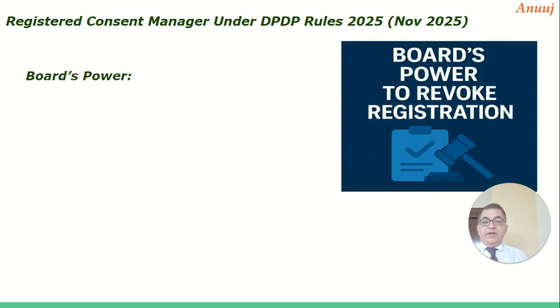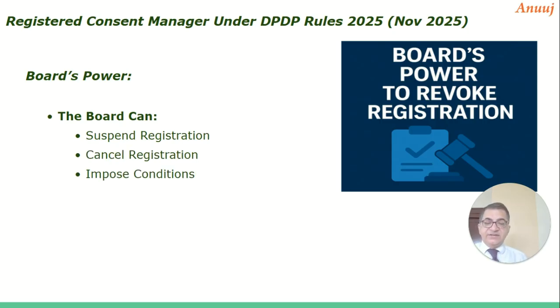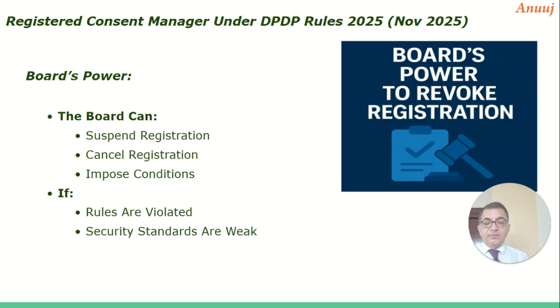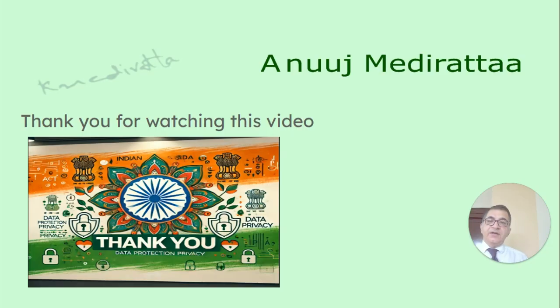Simple. The board has the power to revoke, suspend, or cancel the registration completely for a consent manager. He can suspend registration, he can cancel registration, the board can impose various conditions. Why? In a condition where you violate any of the rules, you are not meeting the security standards, they are not up to the mark, or the public interest is at risk because you were playing around with the consent management system for the public. So that's about the registered consent manager under DPDP rules.